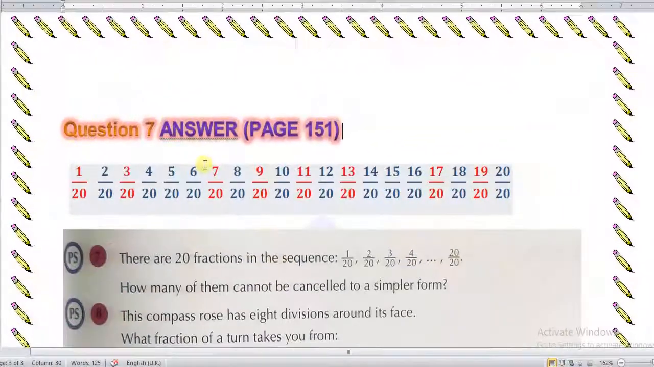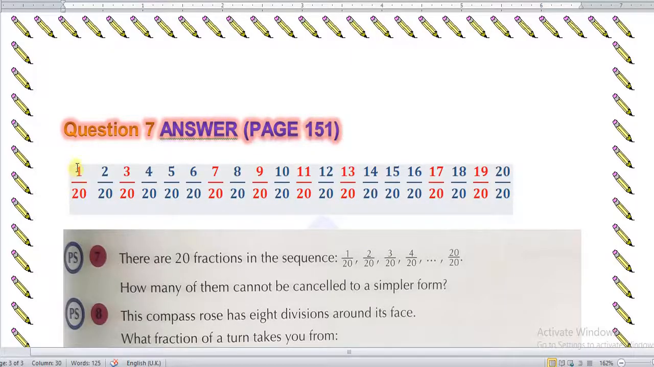Okay guys, now let's start answering question number 7 on page 151. The question mentioned that there are 20 fractions in the sequence between 1 over 20 until 20 over 20. So they ask us how many of them cannot be cancelled or simplified, as I explained before, to a simpler form. To do this, we have to write all the 20 fractions, okay, between 1 over 20 until 20 over 20. And then we try to find a common factor for each fraction. If, of course, the numerator is 1, that means this is the simplest form.